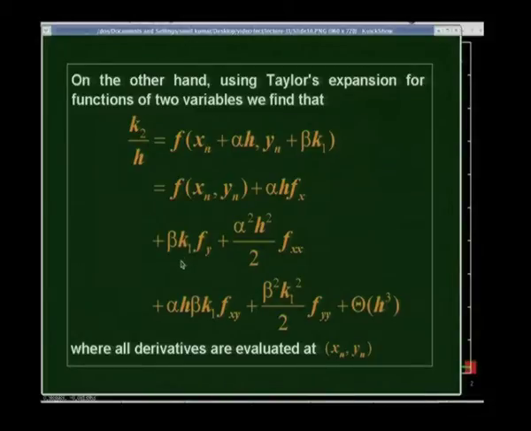So I have beta k, so f of x1 yn, that is what I call f, and then I have the next term, that is the derivative of this function with respect to x into alpha h, and then derivative of this function with respect to y into beta k1, and then the second derivative of this function with respect to x, it's alpha square h square by 2, and then the second derivative of this function with respect to y, that is fyy into beta square k1 square by 2, and the cross derivative which is alpha h beta k1 fxy. So that is all I have written here.